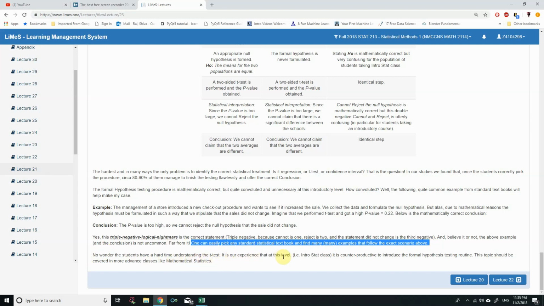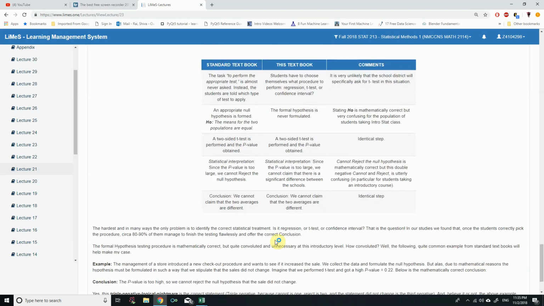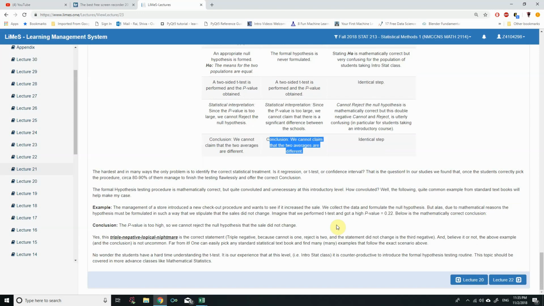It is our experience that at this level it is counterproductive to introduce the formal hypothesis testing routine. Okay, so that's why we didn't go for formal hypothesis testing. It will juggle behind those negative connotations and it will make us confused. So that's why we didn't introduce the null hypothesis and the formal hypothesis testing. But our job is quite easily performed by using the p-values, which is actually a similar kind of process, and we got the same result, right? So that's all.